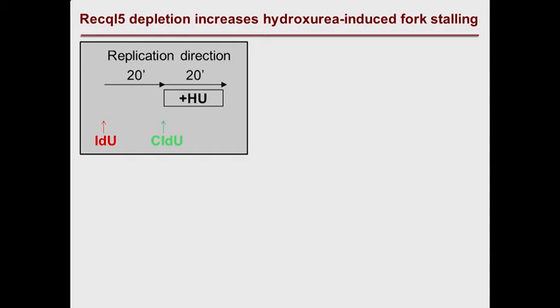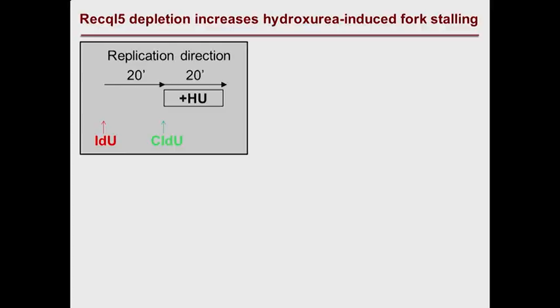So we basically assay this using what's called chromosome combing. This is a method where you can visualize the DNA replication tract and actually visualize individual DNA fibers that you label with BrdU analogs. So we did the first labeling stage with IdU, and then we did the second labeling phase in the presence of hydroxyurea with another BrdU analog, CldU. And we did these for 20 minutes each.